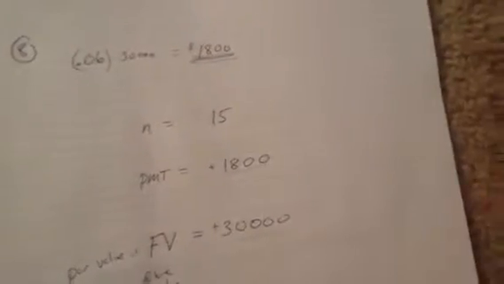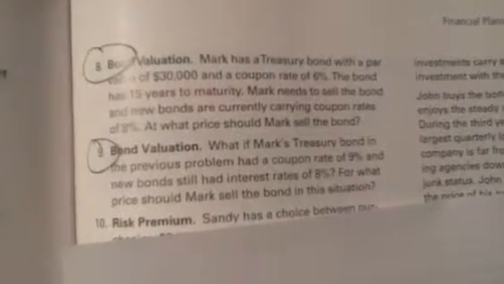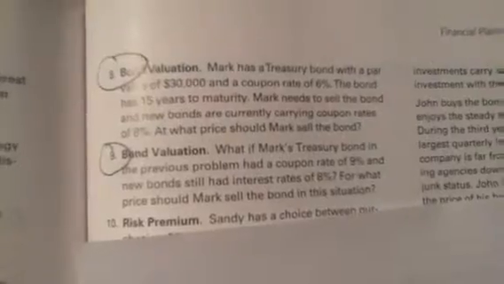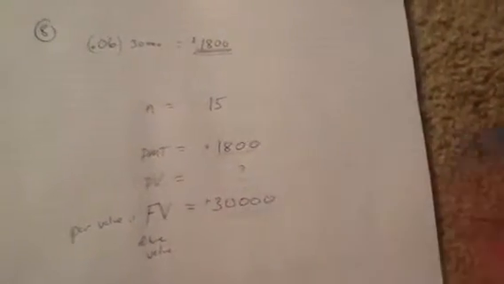Okay, so what's the missing piece here? I want to know what this bond actually is worth today, or in the terminology here in the problem, at what price should Mark sell the bond. That might be better stated to say at what price could Mark sell the bond. We don't know that. We're going to find that out.